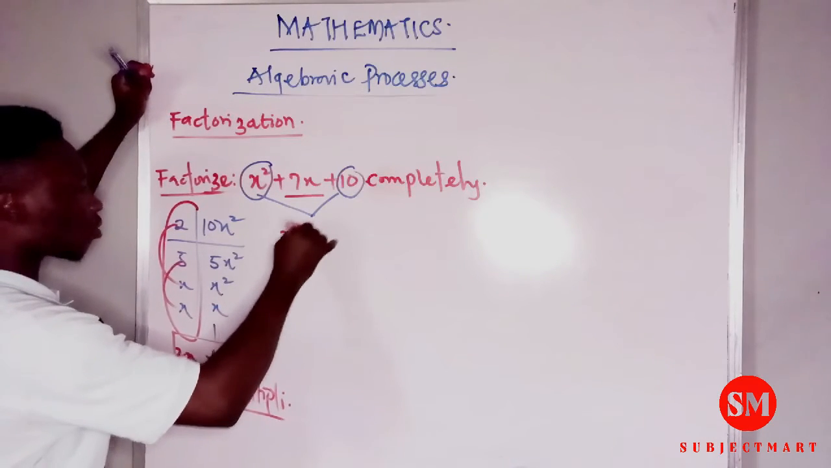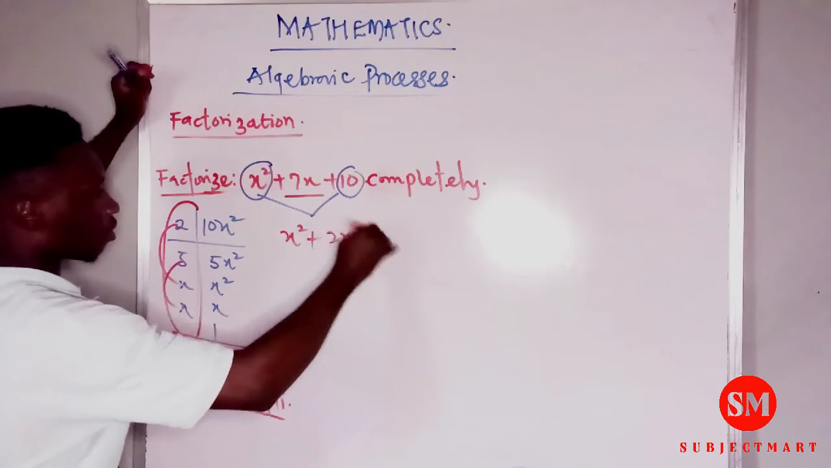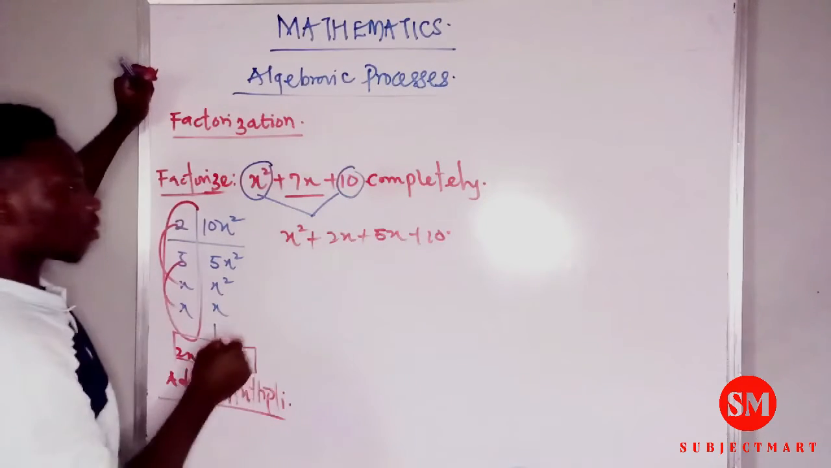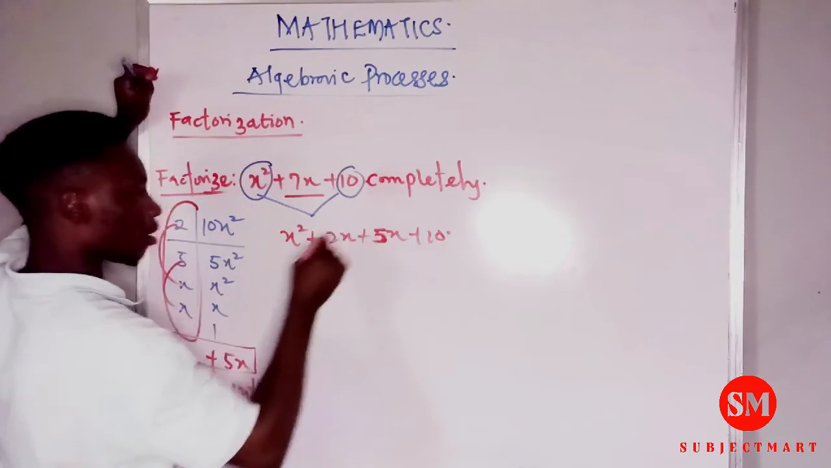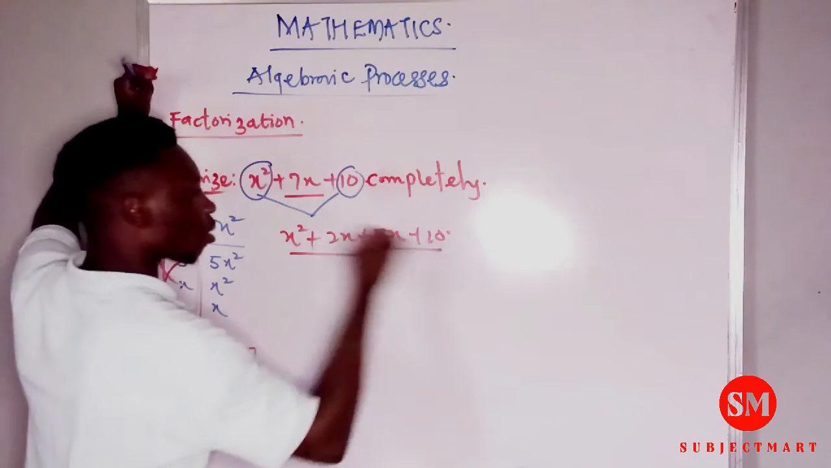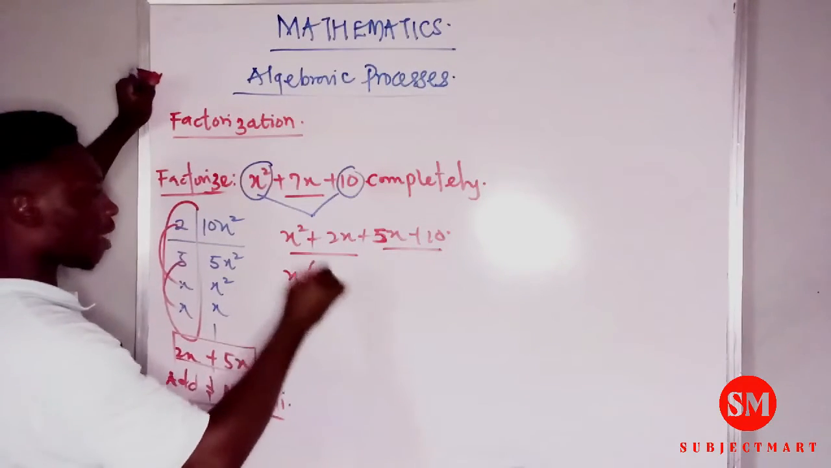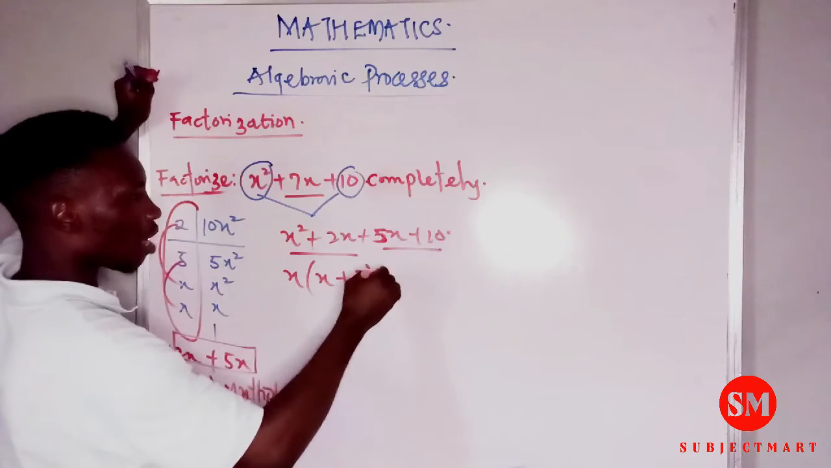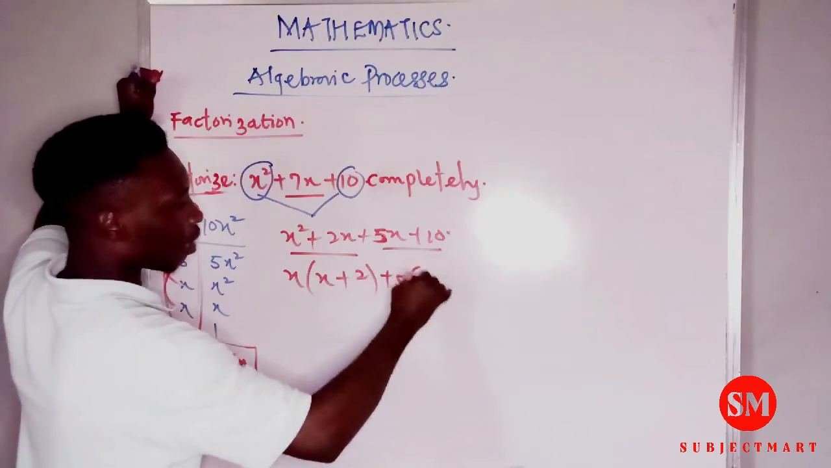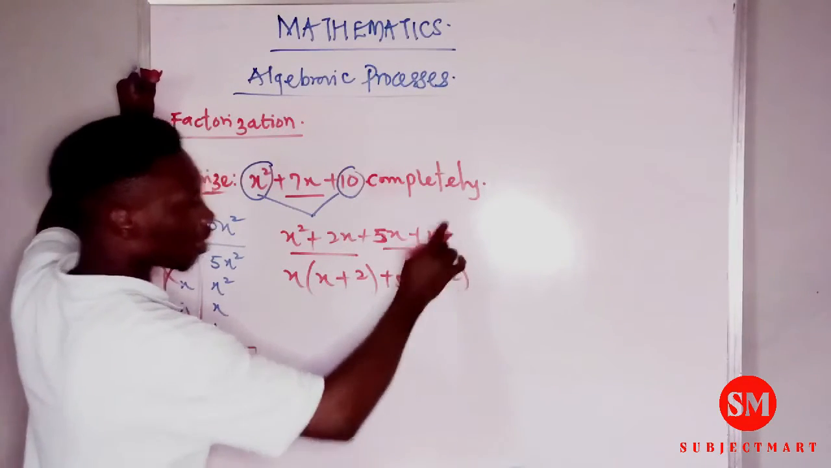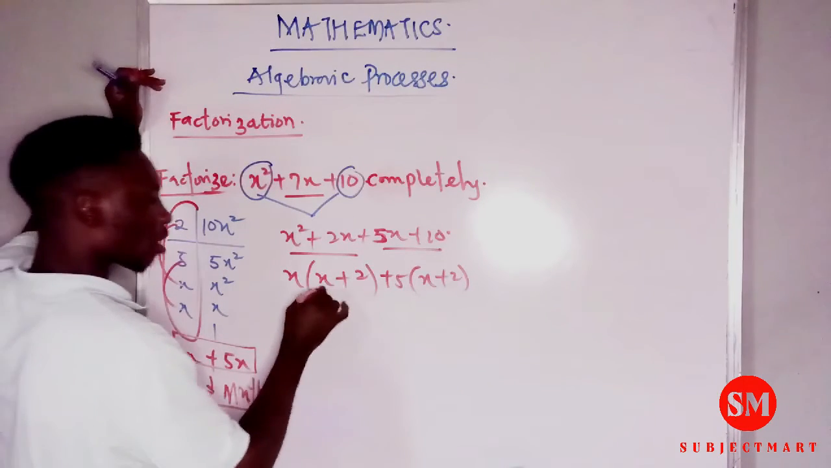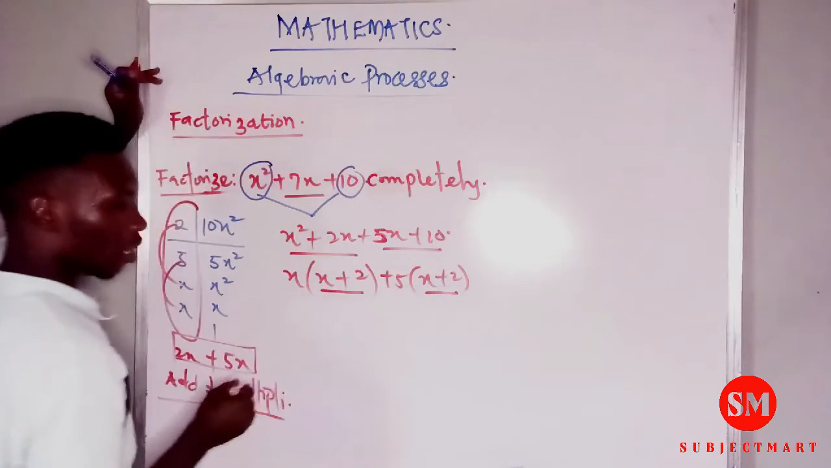This becomes x squared plus 2x plus 5x plus 10. What is common here is x. So bring my x out. This becomes x plus 2. What is common here? You have plus 5 here. Bring out x plus 2. 10 divided by 5 gives me 2. That's how 2 came into the expression. So don't forget, what is here should also be what is here.